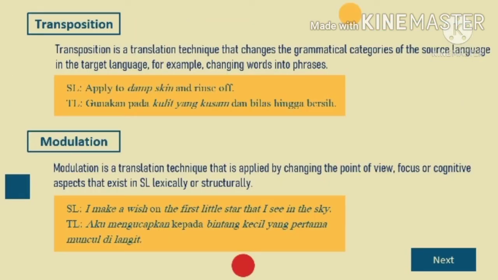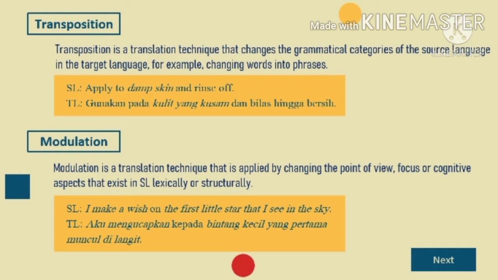Transposition. Transposition is a translation technique that changes the grammatical categories of the source language in the target language. For example, changing words into phrases. See an example of this. Damp skin, translated to kulit yang kusam.